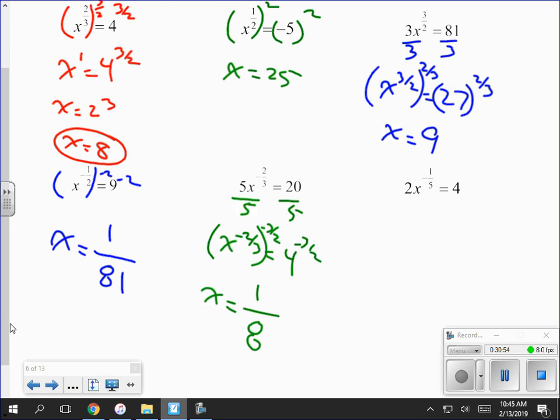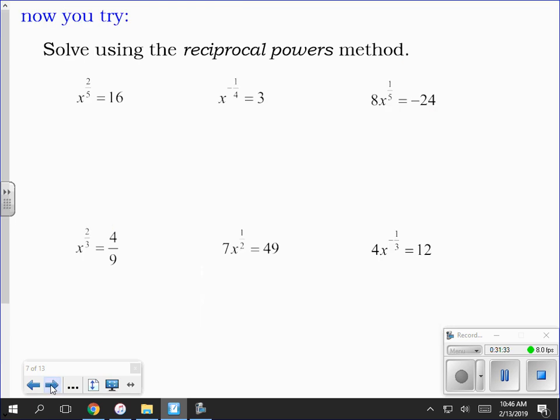Last one, divide both sides by 2 first. X to the negative 1/5 is equal to 2. The reciprocal of negative 1/5 is negative 5. Negative 5 over 1, which is negative 5. Raise them both to the negative 5 power. X equals 2 to the negative 5th, which is 1 over 32. Remember, this only works if I have the variable as my base, not as my exponent. Your turn, do those.